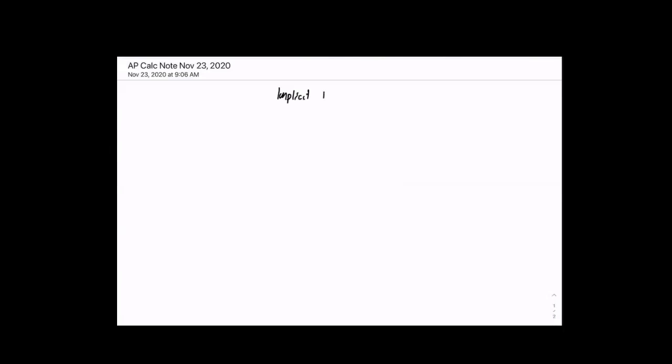Implicit differentiation and the second derivative. The second derivative is the biggest focus, and we need to talk about the second derivative and what the second derivative tells us.